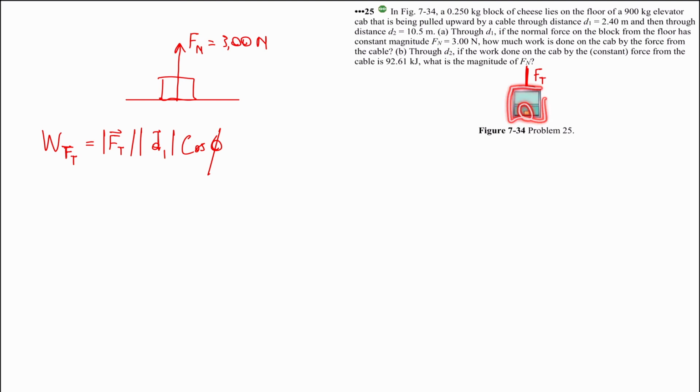If the cab is moving up, the cheese will also be moving up. If the cab moves up at a certain acceleration, the cheese will also move at the same acceleration. So we need to consider what information we can use in order to determine the tension force. And here, based on the problem, I would begin with the acceleration because it's common to both the cheese and the cab. So let's go ahead and draw the free body diagram of the cab.